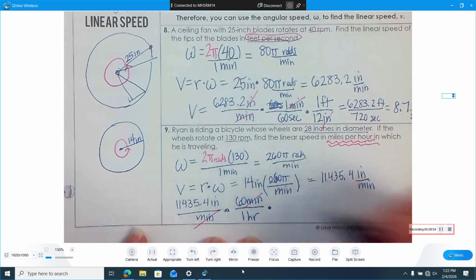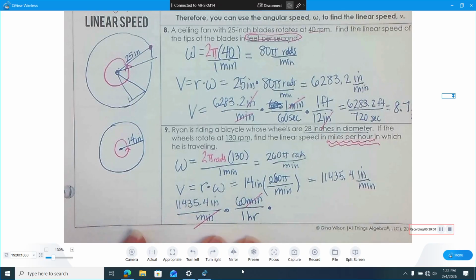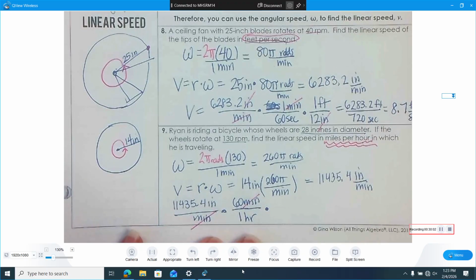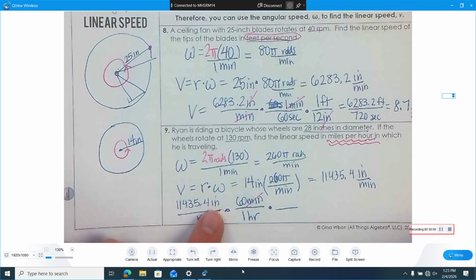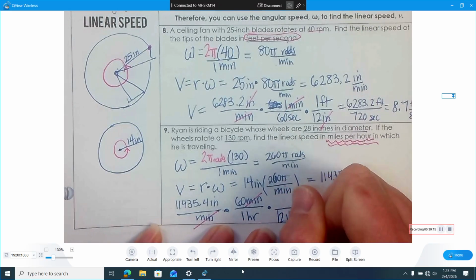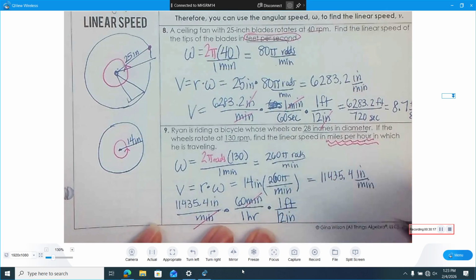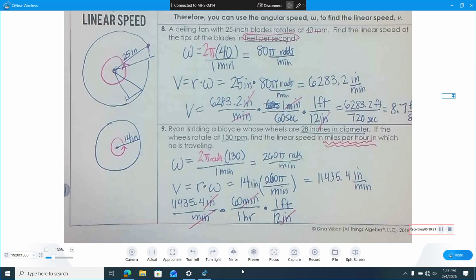Now tell me what you know about miles. Anything about stupid American units. Inches? 63,360 inches in a mile. Oh my God. Help me get there. There are 12 inches in a foot. 12 inches in 1 foot. Very good. So now my inches are gone. Inches on top, inches on bottom, cancel.